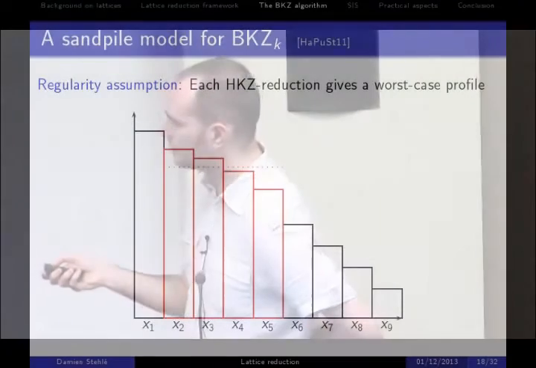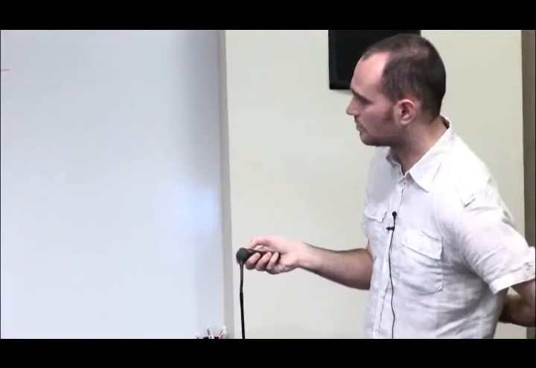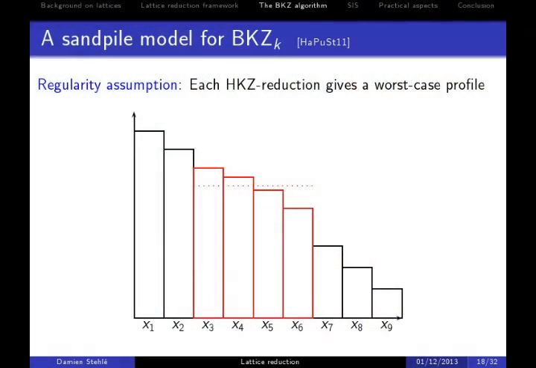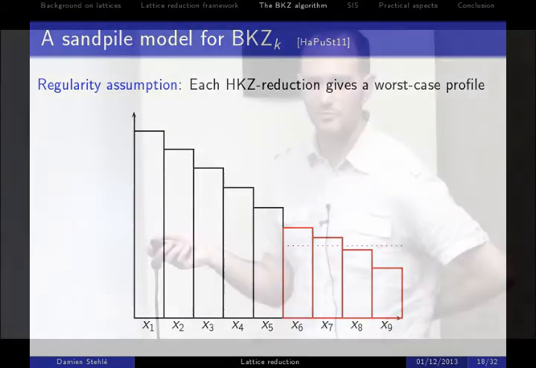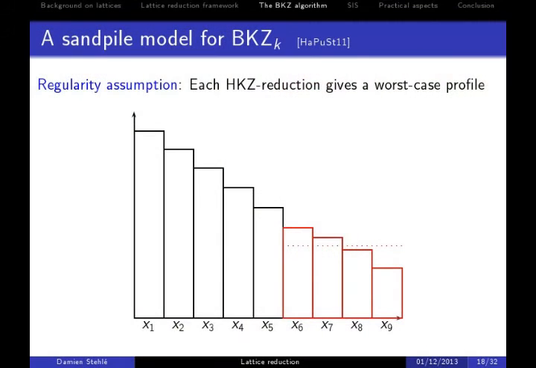Okay, so once I'm done with the first 4 vectors, I look at vectors 2 to 5, I take the average, and I apply some small offset. I keep doing this, 3 to 6, and I do a full tour. And at the end of the tour, you can observe that it still decreases quite fast, but at least less fast than at the beginning. So the first one is smaller, and the last one is larger. So we are more balanced after one tour.